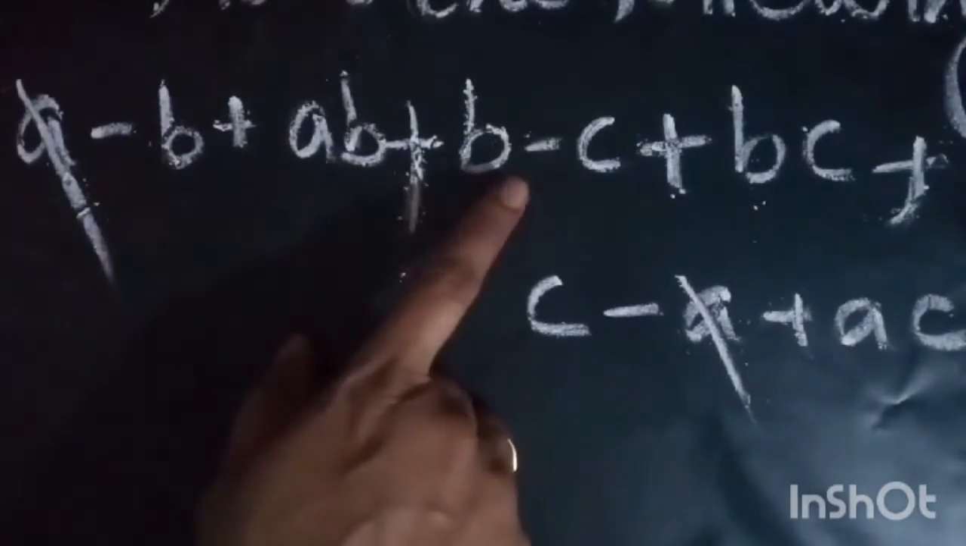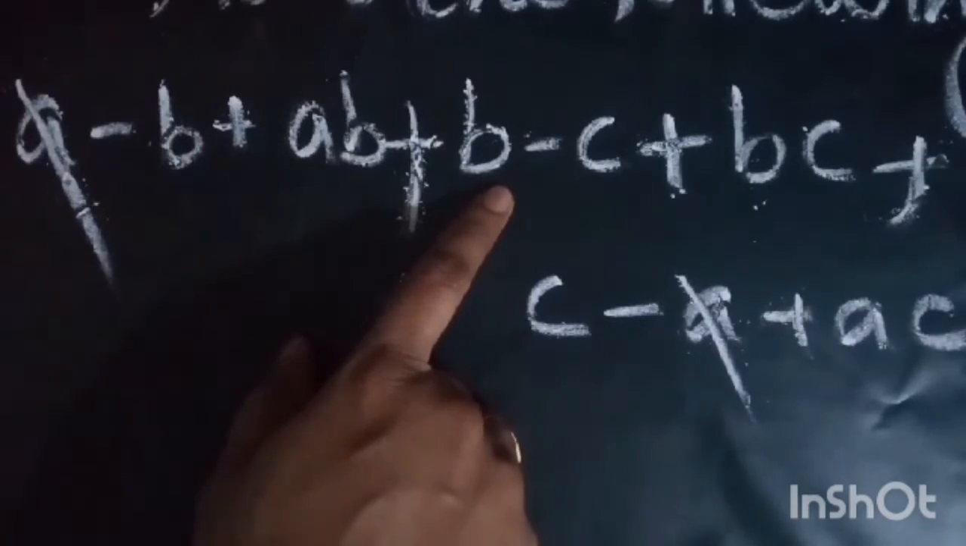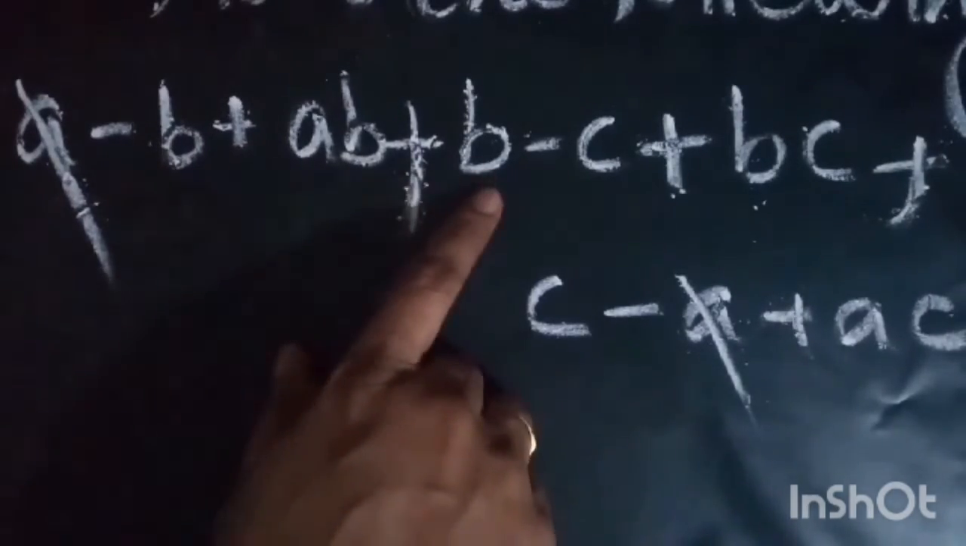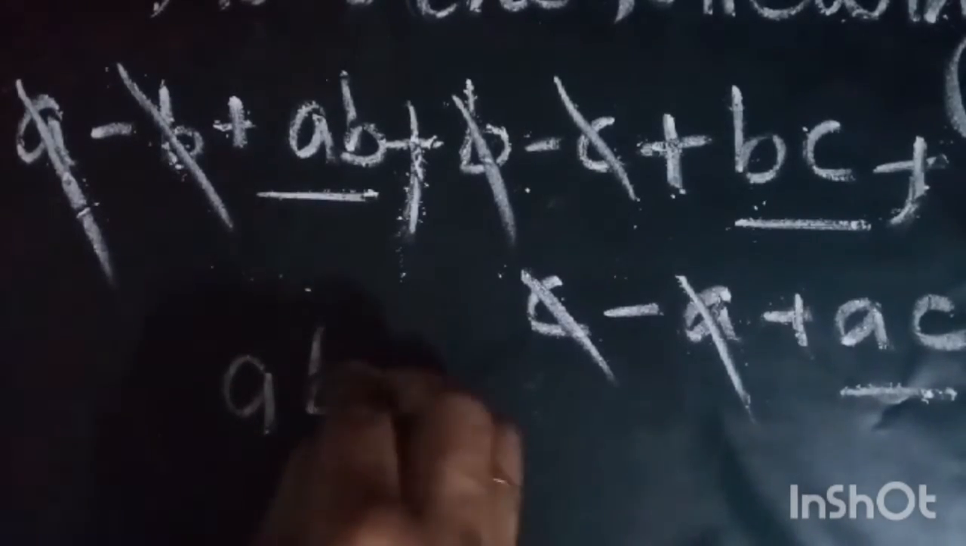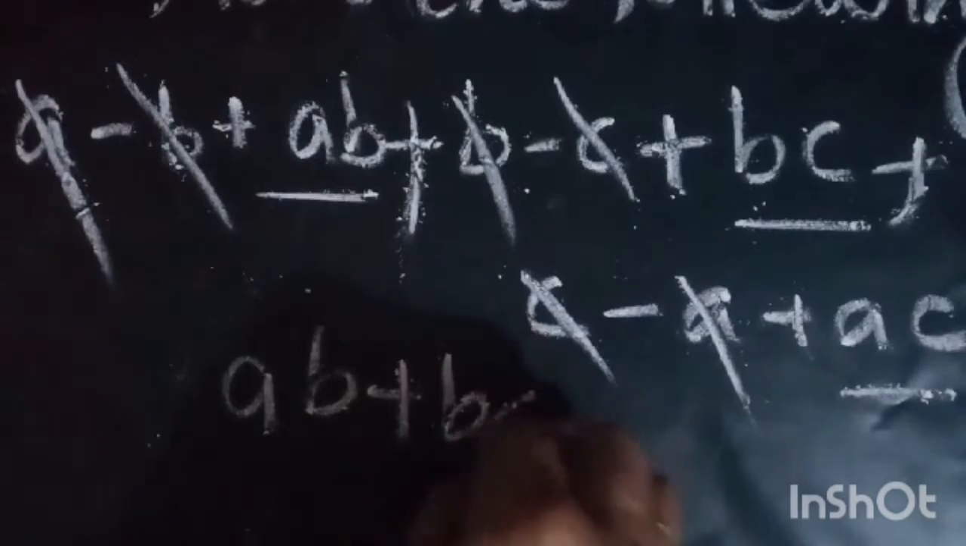Minus B and plus B, both are like terms. One is negative and one is positive, so it is cancelled. Next, here you look, minus C and plus C. That also cancelled. So what is remaining there? AB plus BC plus AC. So the answer is AB plus BC plus AC.